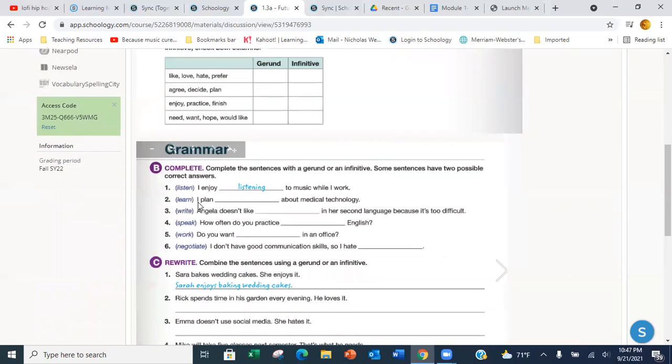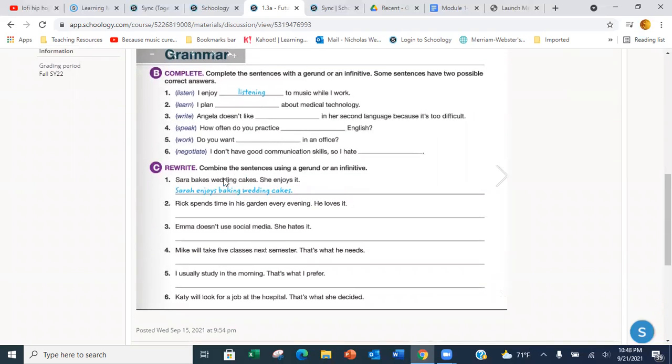Then for B, they give you the verb you need to conjugate. So for number 1, it's listen. I enjoy, and the correct answer is listening. It should be the gerund because enjoy gets followed by a gerund. So I plan, should we have to learn or should we have learning after plan? So you have to conjugate this word in parentheses based on the verb that comes right before it.